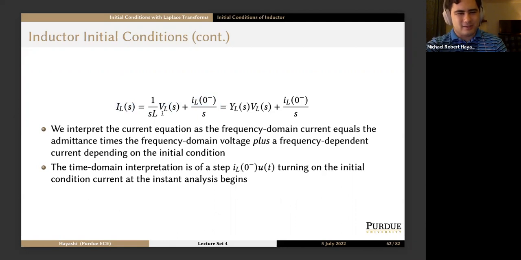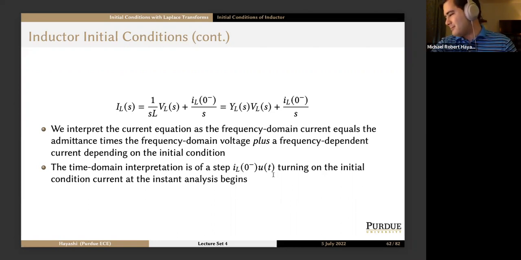The time domain interpretation is of a step function, i_L(0-) u(t), that turns on the right amount of current through the inductor at the instant analysis begins. So once I Laplace transform, everything starts off, and then suddenly we force the right amount of current through our inductive admittance so that our analysis is correct.